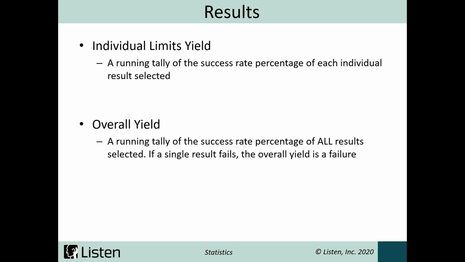Overall yield will give us a running tally of the success rate of all results selected. If any of those selected fails, then the overall yield is a failure. If I had 10 results I was taking an overall yield on, and all 10 of them passed, I would get 100% overall yield. If on the second run, 9 of them passed but 1 of them failed, then that overall is a failure, so I would have a 50% overall yield.